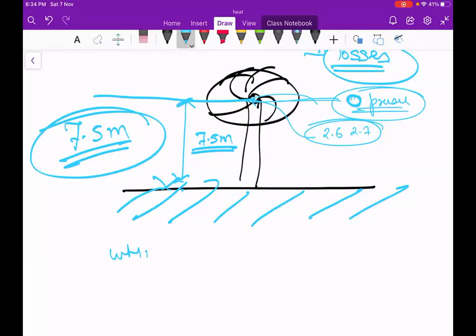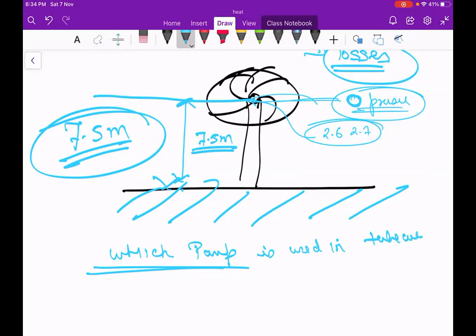if the height is only 7.5 meter, then which pump is used in your tube well and bore well, or you can say a normal well? Because their height is, approximately, how much? Convert 7.5 meter into feet.